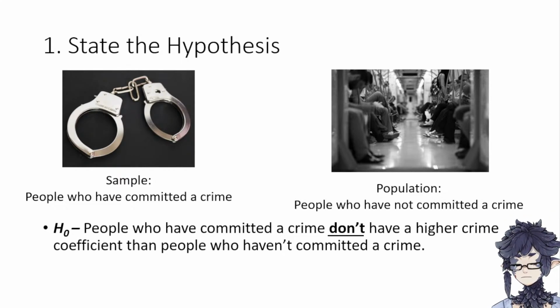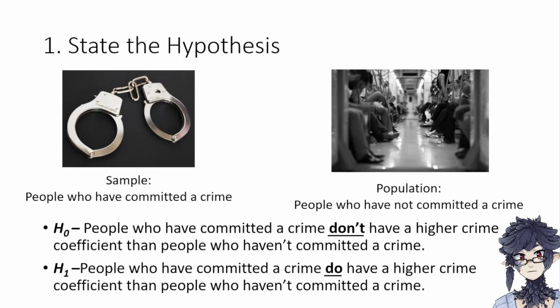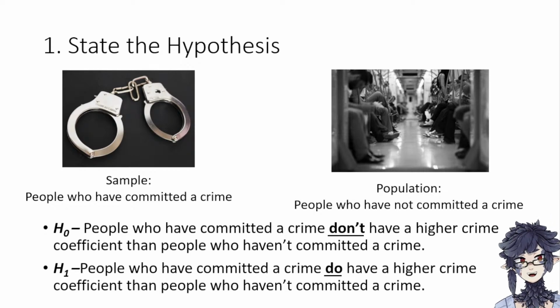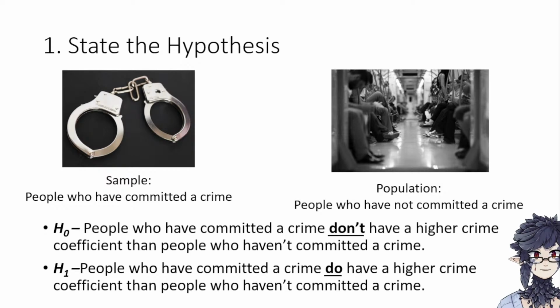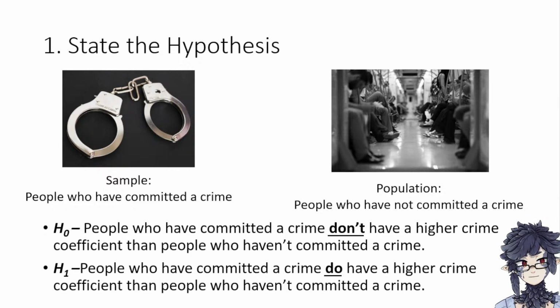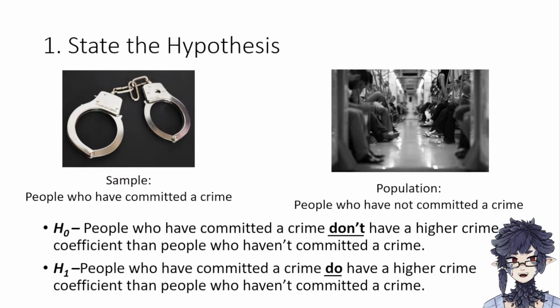Our alternative hypothesis, also known as our research hypothesis, would be something along the lines of people who have committed a crime do have a higher crime coefficient, or do have a different crime coefficient on average than people who haven't committed a crime. That would suggest that maybe there is some credibility to the idea that crime coefficients are related to criminal behavior, if people who've committed crimes have higher crime coefficients than people who haven't. That's kind of the idea here.